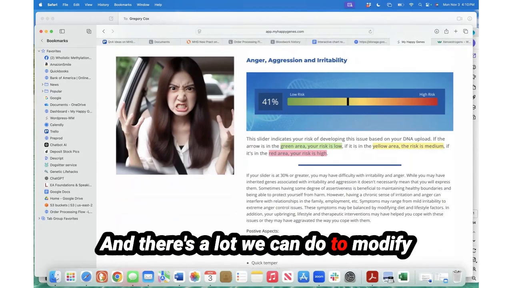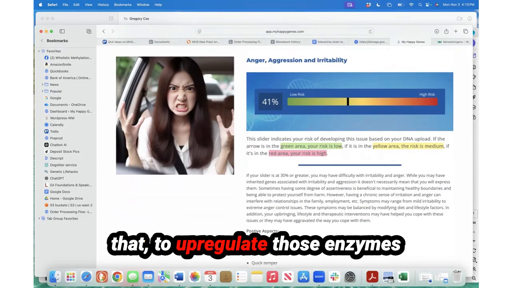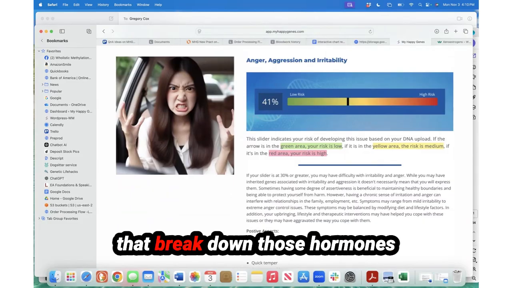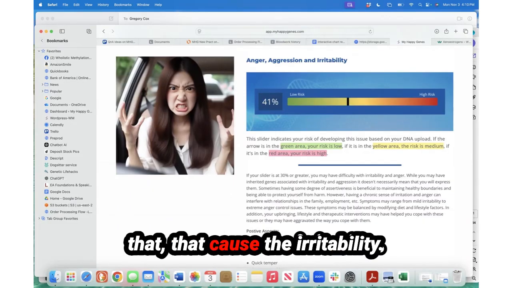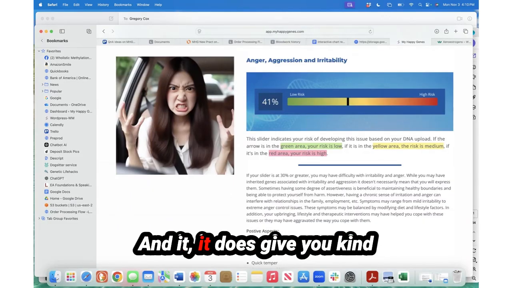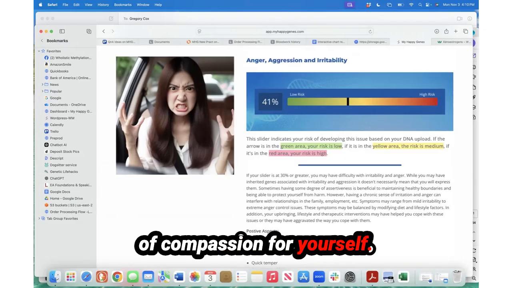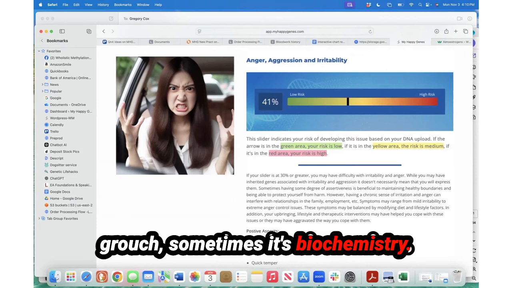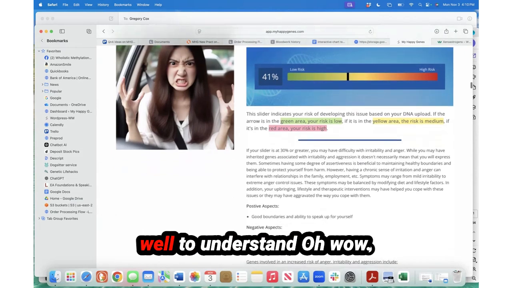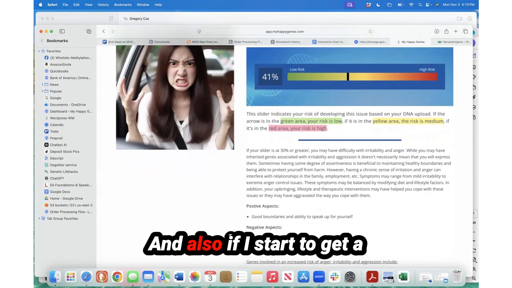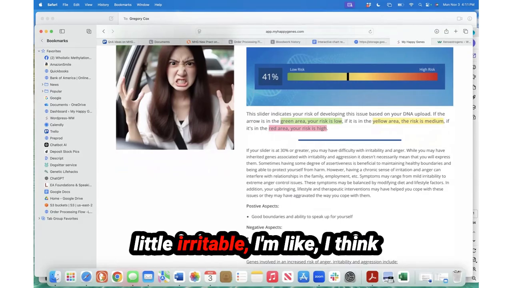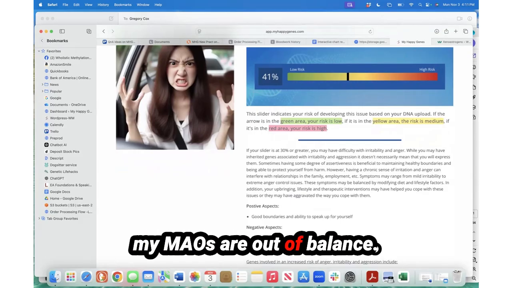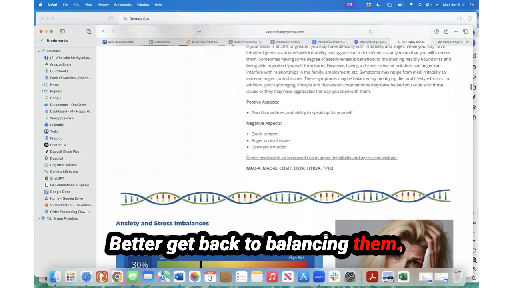And there's a lot we can do to modify that, to upregulate those enzymes that break down those hormones that cause the irritability. And it does give you kind of compassion for yourself. It's not always your fault that you're a grouch. Sometimes it's biochemistry. And that really helped me as well to understand, oh, wow. And also, if I start to get a little irritable, I'm like, I think my MAOs are out of balance. Better get back to balancing them.